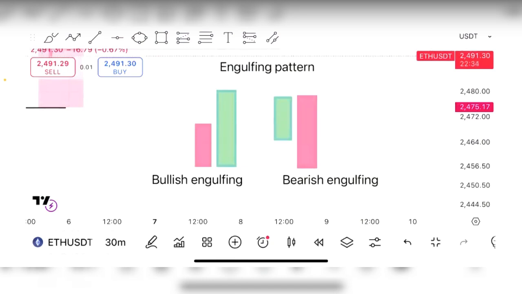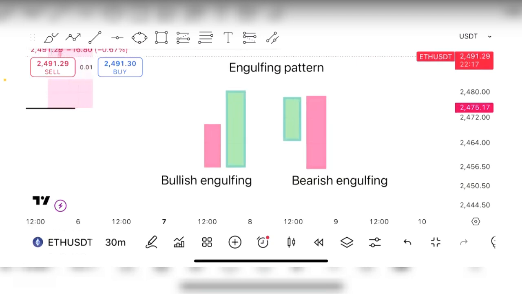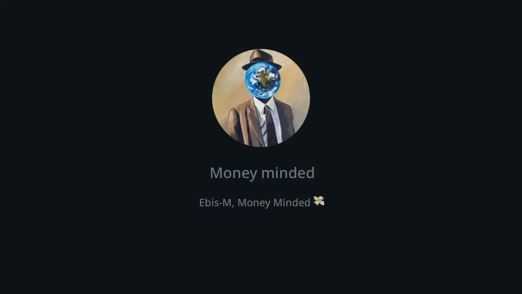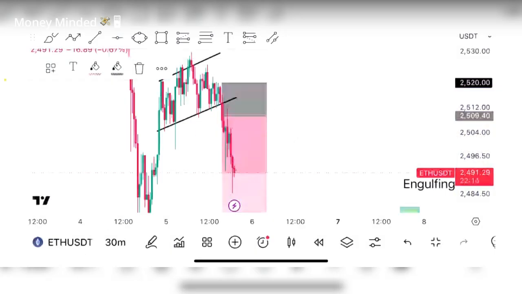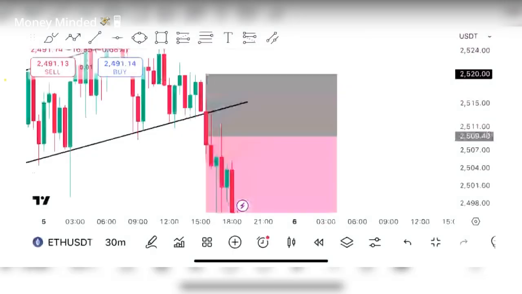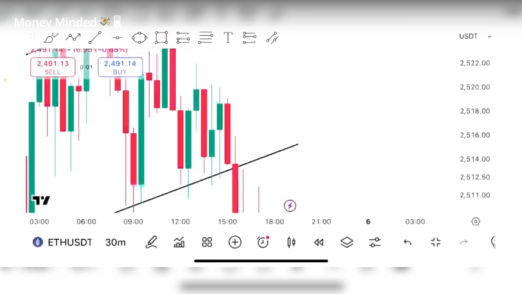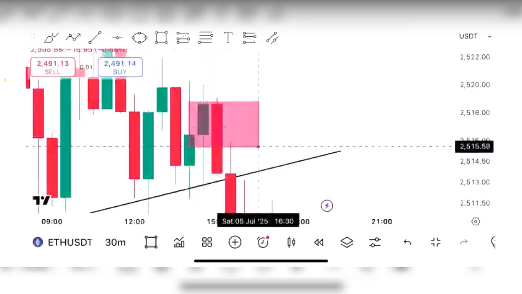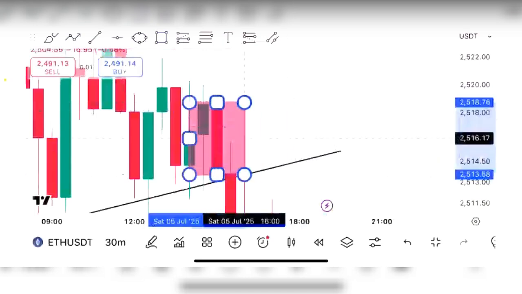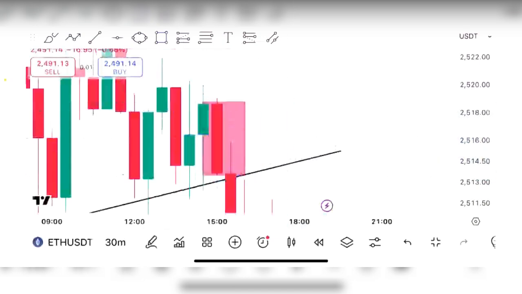Whenever you find these two patterns on your point of interest or point of entry, POI or POE, which is your entry point, it is a confirmation that yes, you can dive into this trade now. Let me use this particular trade I took here as an example. If you look at this now, this is a bearish engulfing.